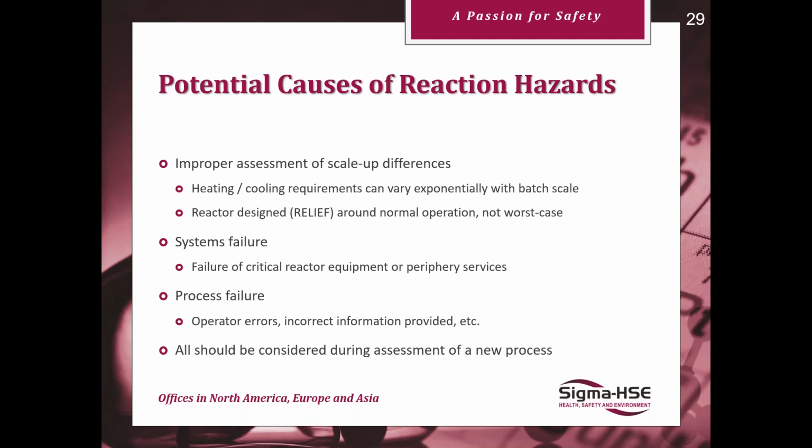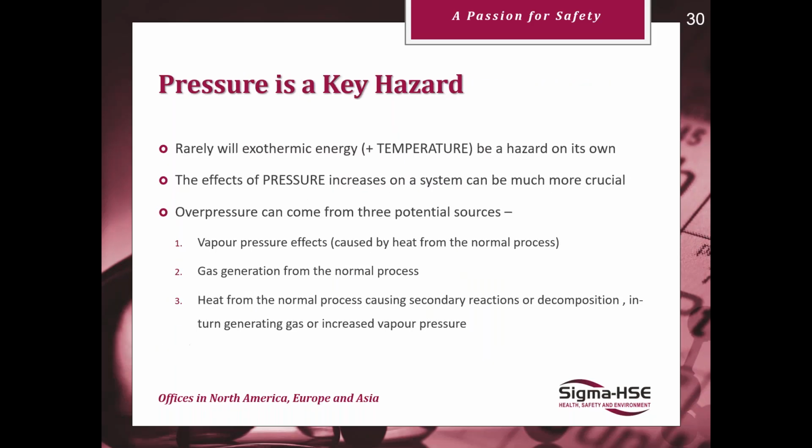Next, we have systems failure. So that can be anything ranging from complete power loss and shutdown to things like agitator failure, leading to accumulation of reagents, line blockages and things like that. We then have process failure, which can arise due to operator error, mischarges, incorrect temperatures, even cleaning, like we mentioned earlier. So the key hazard that arises from these scenarios is pressure. Rarely will exothermic energy and temperature be a hazard on its own. It's the pressure which can rupture these reactors and cause the big explosions.